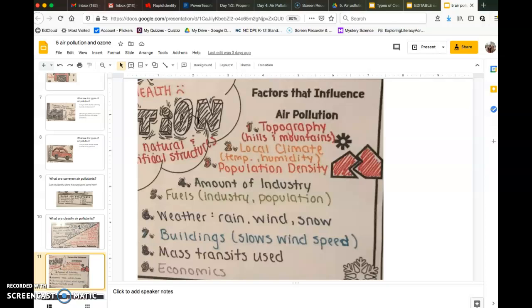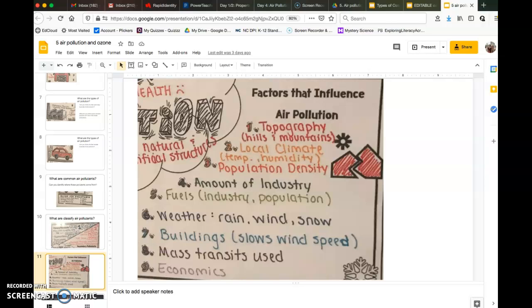Number 4 is the amount of industry. Again, same kind of idea with population. More factories equals more pollution generally, unless they are environmentally focused, or at least have an idea of their environmental impact. Number 5 is fuel, whether that be, again, industry or population. How many cars are driving? How many airplanes? How much power is it taking? Are we emitting water vapor into the air with our steam, whether that be our coal production of power or our nuclear production of power?